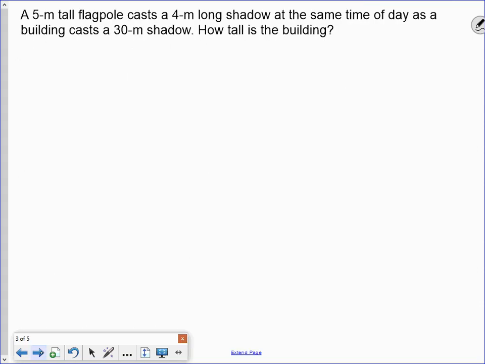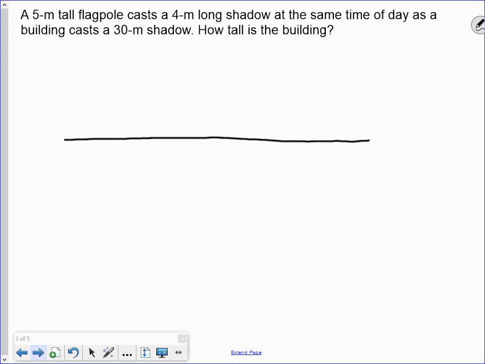All right, let's try a second one here. A 5-meter tall flagpole casts a 4-meter long shadow at the same time of day as a building casts a 30-meter shadow. How tall is the building? Well, this one's a little bit trickier because they don't give us the diagram to work with. So we're going to have to draw the diagram ourselves here.